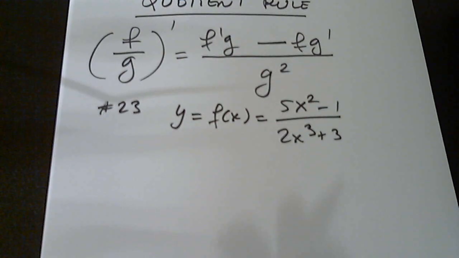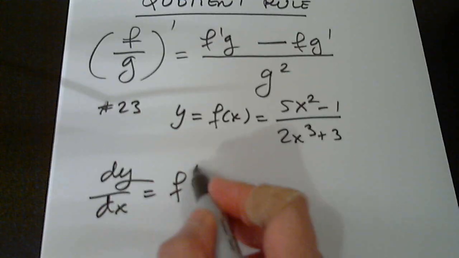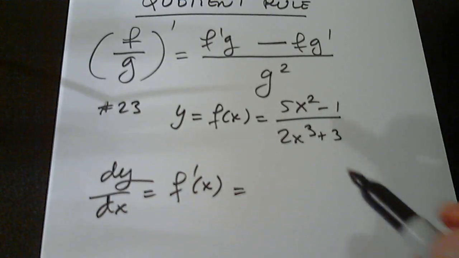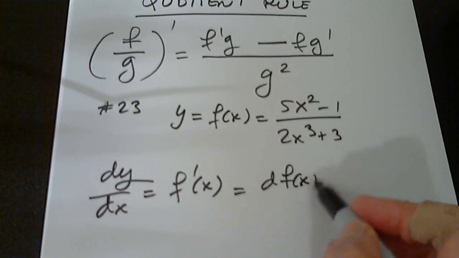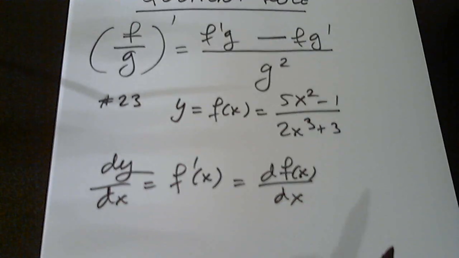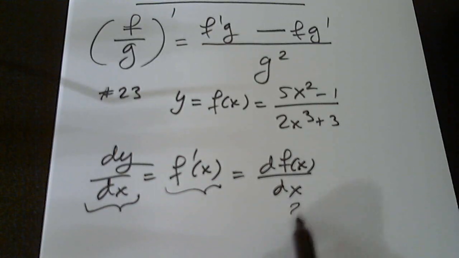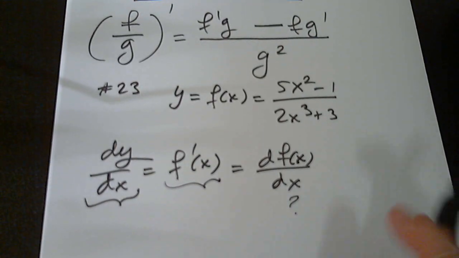If you remember, it doesn't matter how you write it. You can write it dy over dx. You can write it f prime of x. You can write d of f of x over dx. There are so many different ways. Choose the one you like. This is an important notation. We're going to use it again. This is very important. This is the same thing.